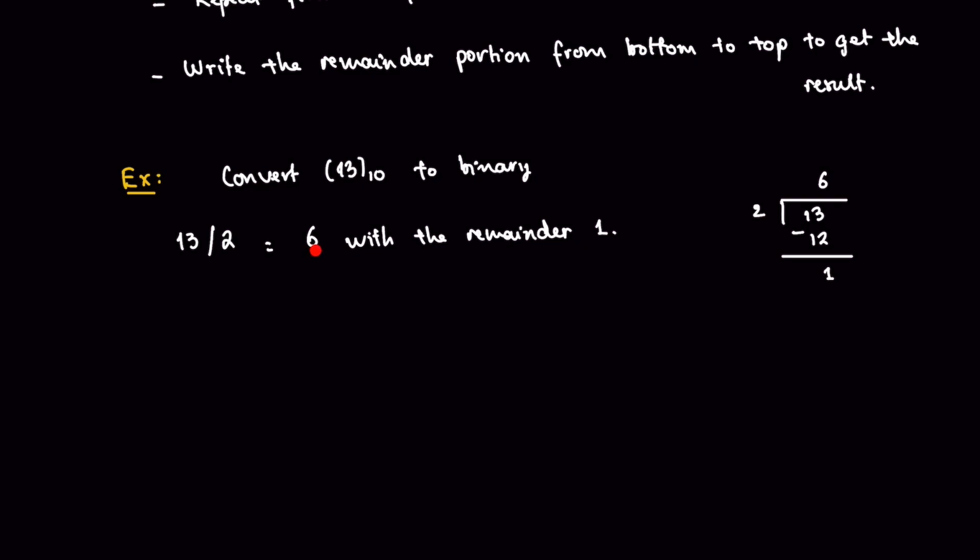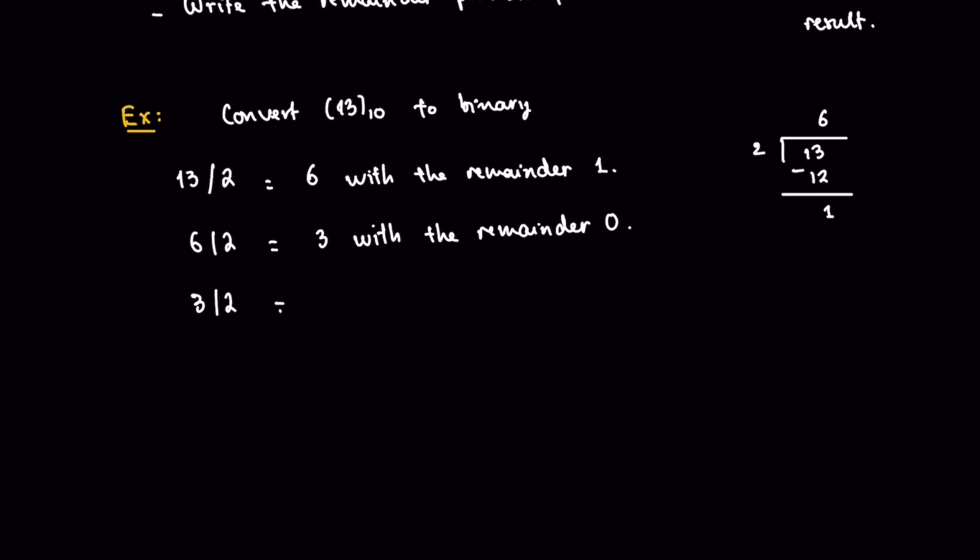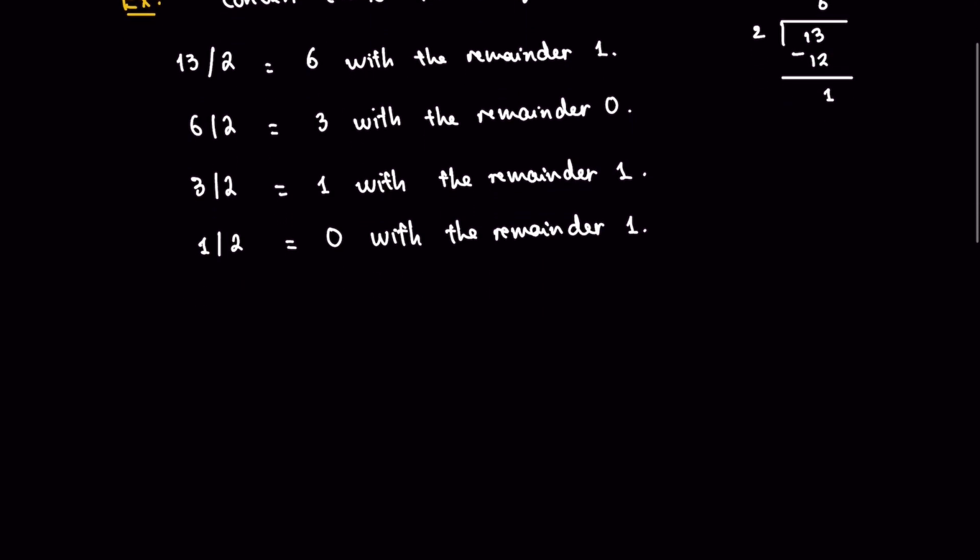Then the next step is to take this integer 6 divided by 2, and you get 3 for the answer, and for this calculation the remainder is equal to 0. Next, you're going to take 3 divided by 2, you get 1 with the remainder of 1. And then you do 1 divided by 2. 1 cannot really be divided by 2, so the integer quotient is going to be 0 with the remainder of 1. Because the integer quotient is now equal to 0, you stop the procedure and you write the remainder portions from bottom to top to get the results.